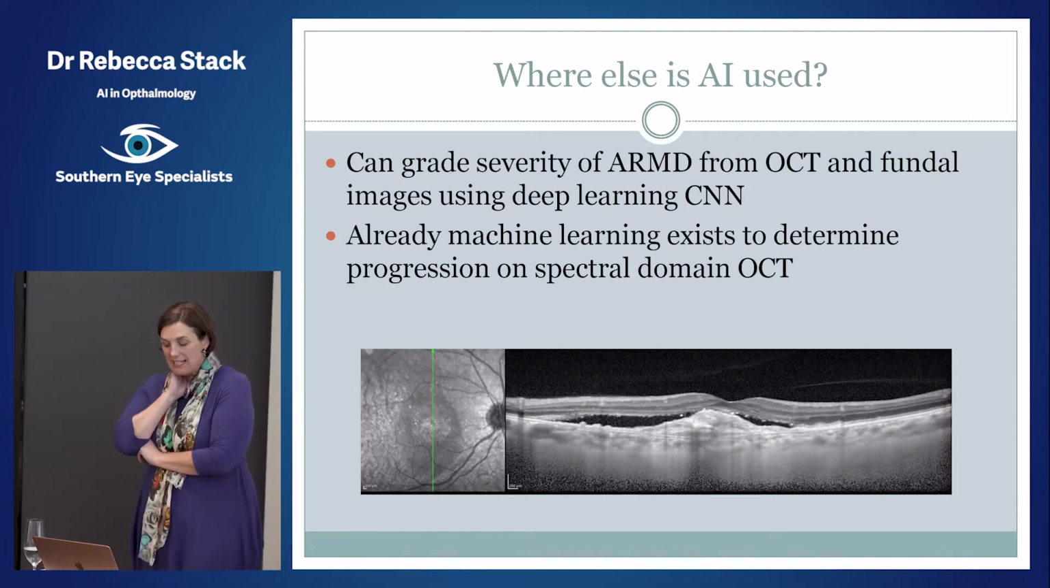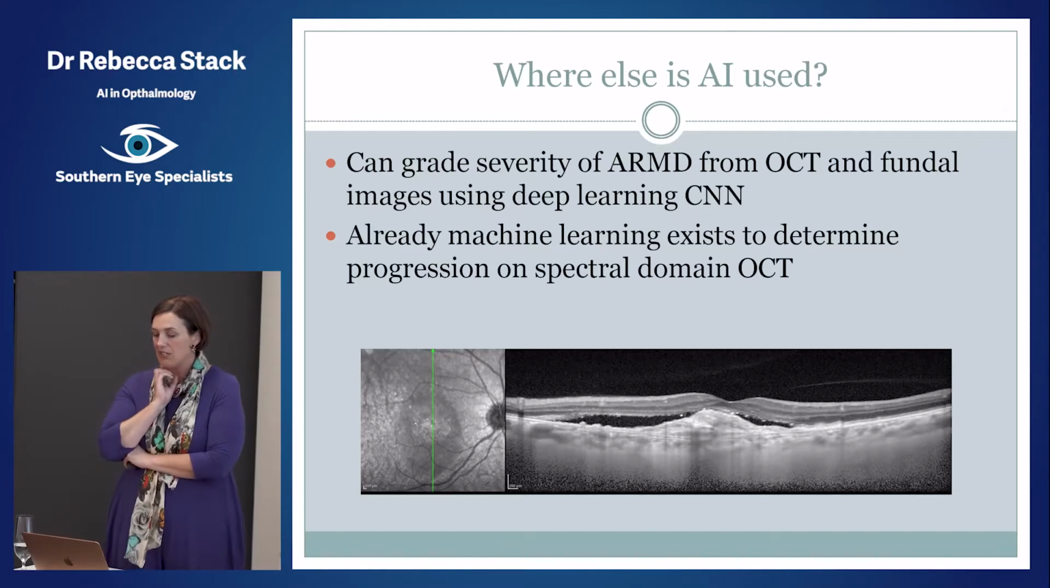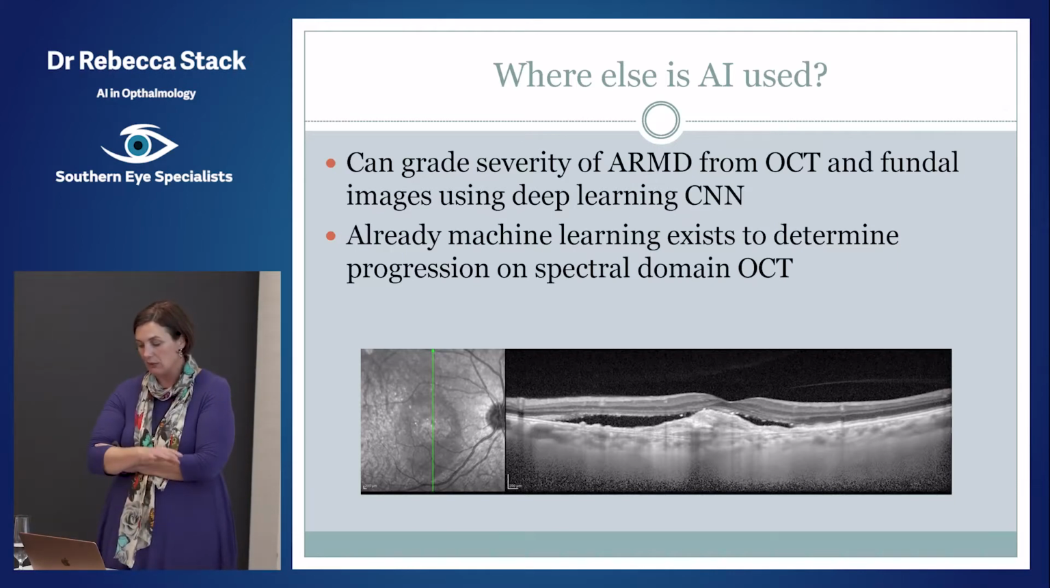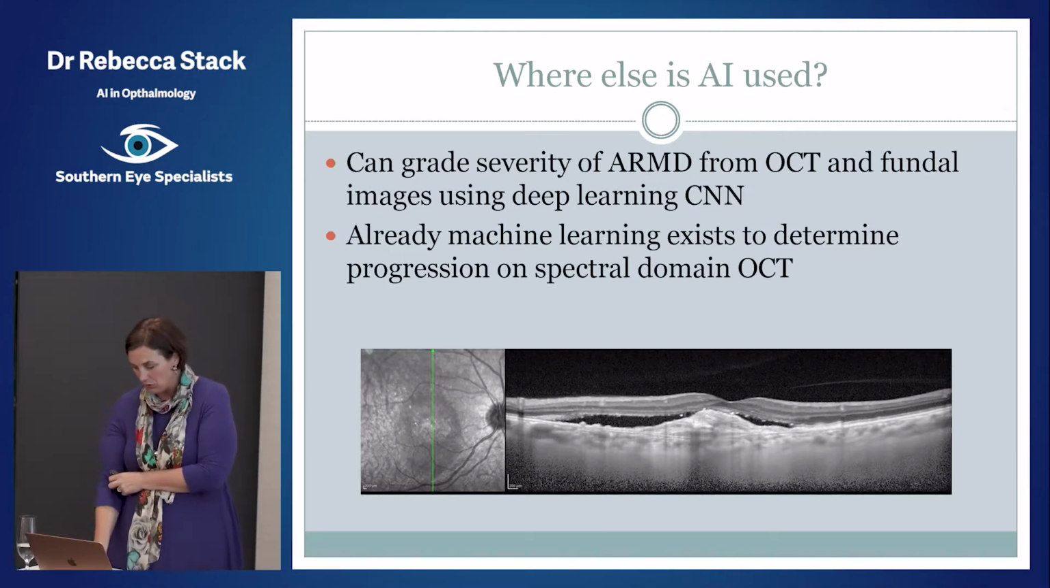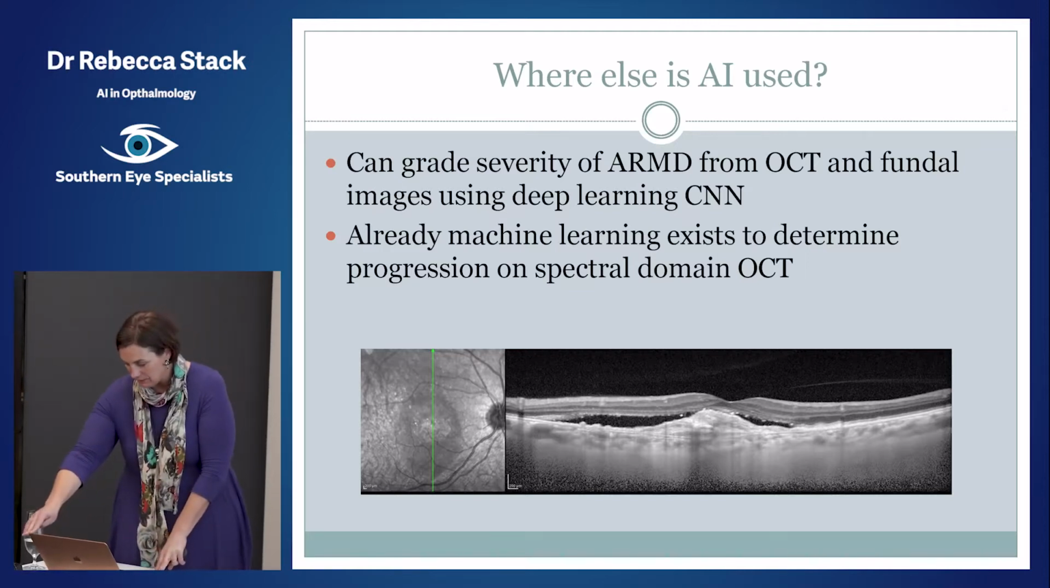So what about OCTs? I mean, there are already programs that can grade the severity of macular degeneration on an OCT and fundal images using these algorithms. So machine learning already exists to be able to determine the progression on a spectral domain OCT.